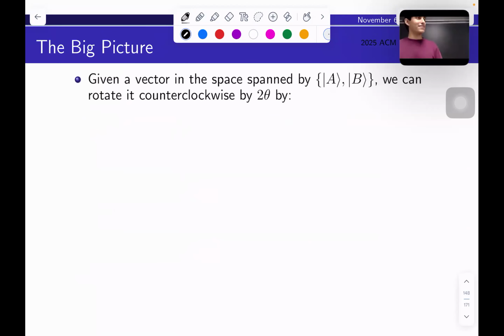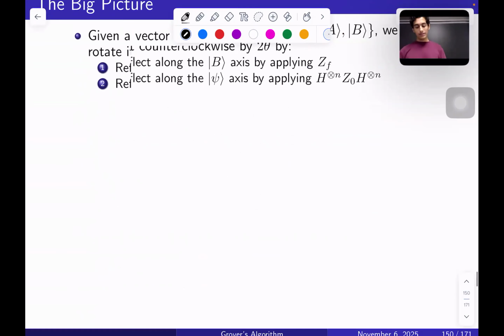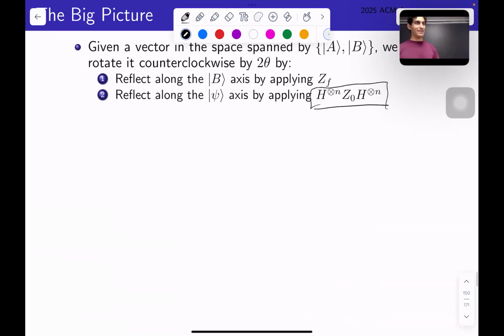Yeah, here I say the same exact thing. So here's the big picture. You have some vector in the space spanned by A and B, and then we rotate it counterclockwise by 2 theta. We first reflect it around the B axis by applying this Z_f oracle. Then we reflect it around the psi axis by applying this, which is n Hadamard gates, then the Z naught that we just defined, and then another n Hadamard gates. All we've basically shown in the last few slides is that this is correct and this does that flip. If you didn't understand it, you can just believe me, I guess.